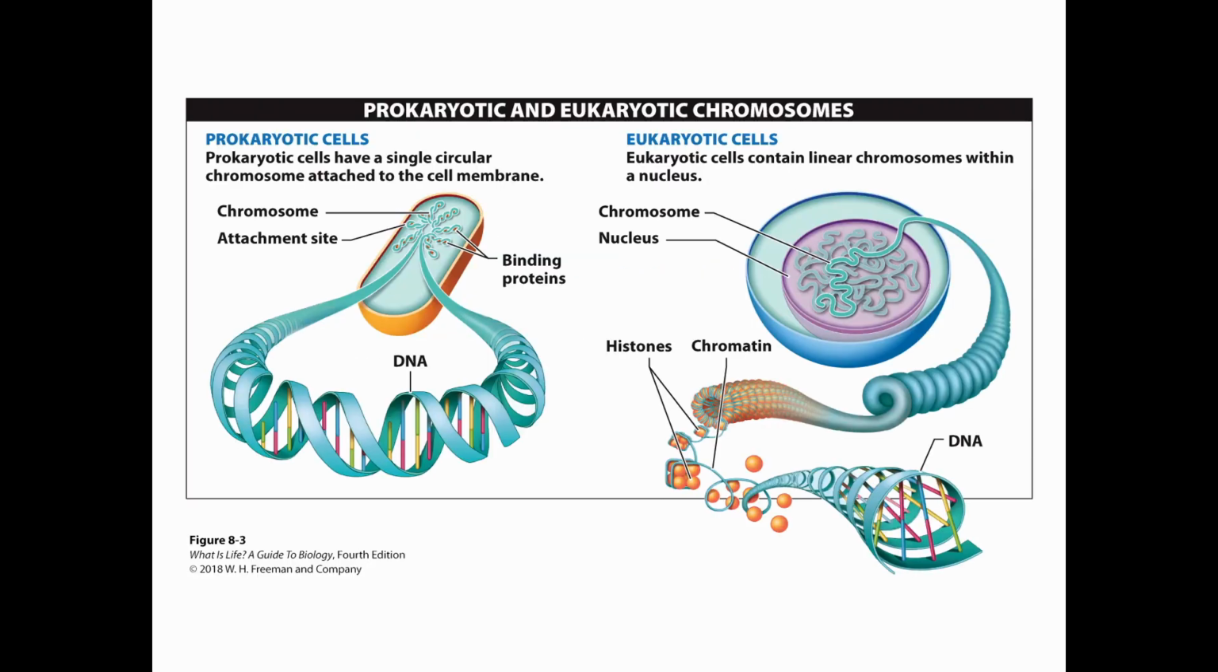So let's compare the prokaryotic and eukaryotic cells in their chromosomes. We see that in the prokaryotic cells, we have one single chromosome and it is circular. And if we look at the eukaryotic side, they're linear chromosomes, and there's many of them within a nucleus. Right? And so these histones here are those proteins that the DNA kind of winds and wraps around, compacting it down tighter and tighter.